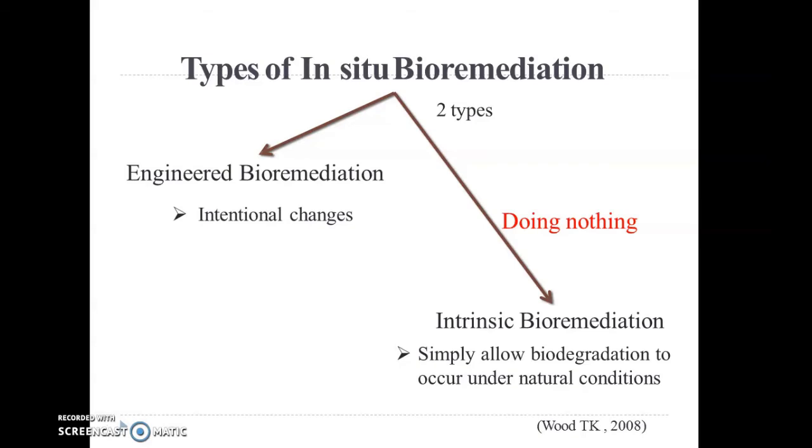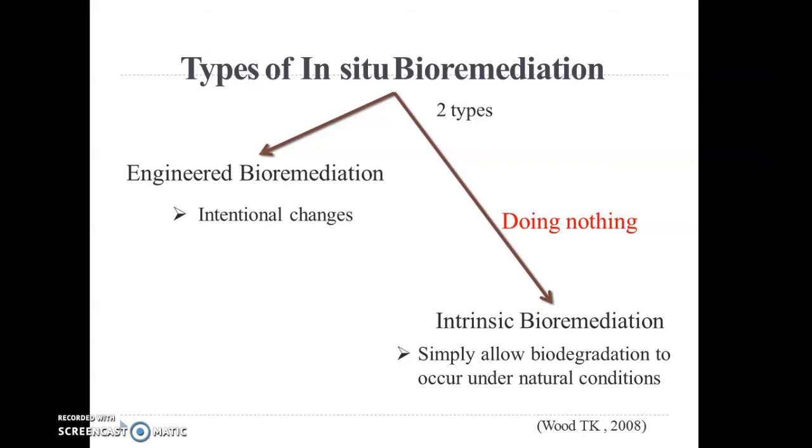So there are generally two types of in situ bioremediation. They are engineered bioremediation, where there are intentional changes, and intrinsic bioremediation, which simply allows biodegradation to occur under natural condition. In intrinsic bioremediation, we have to do nothing. Naturally it will bioremediate, and that polluted site will be cleaned within a span of time. So intrinsic bioremediation is doing nothing, just leaving the place, and the bioremediation will take place.